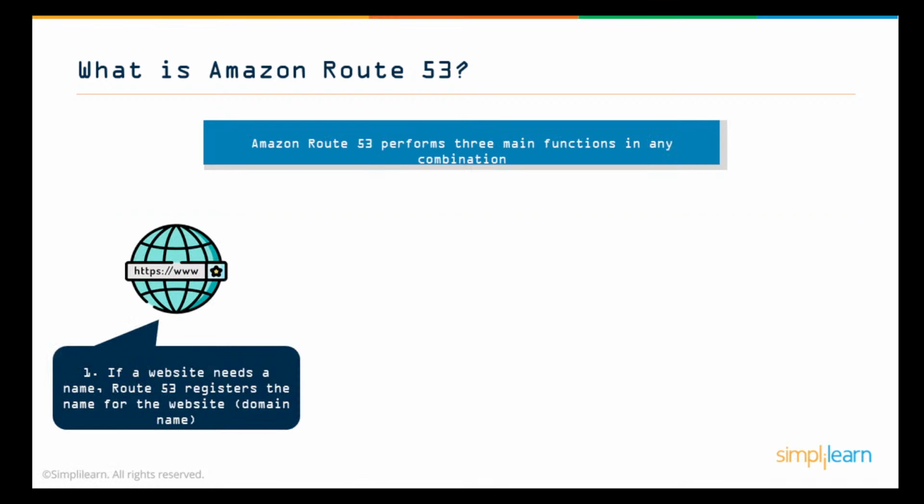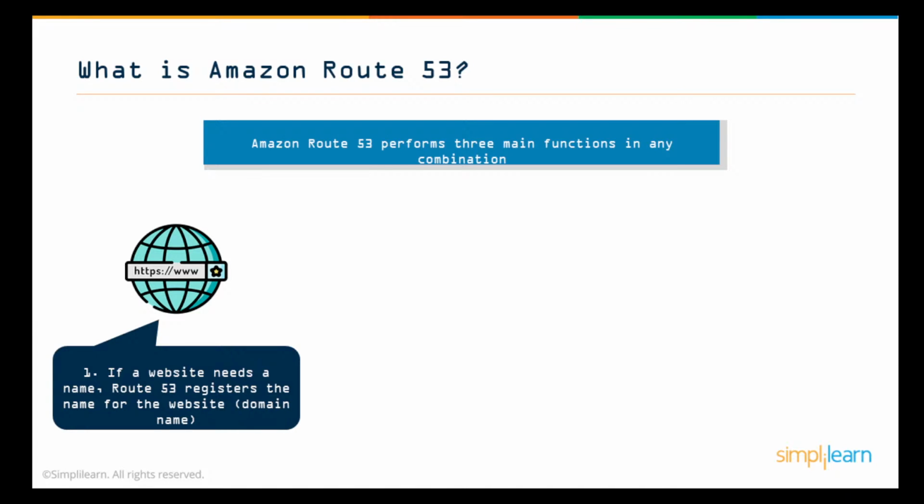Amazon Route 53 performs three main functions in any combinations. What are those? The first one, if a website needs a name, Route 53 registers the name for the website. Now what does that mean? It means, for example, you're planning to launch your website on the AWS cloud, but you are finding a domain name through which the users can open up your web application or a website.